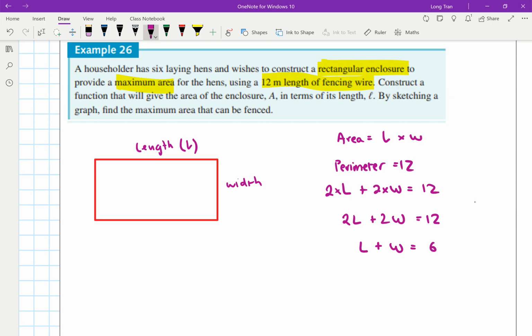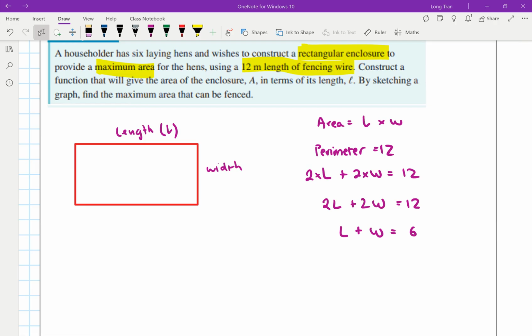And then maybe they want you to find L, didn't they? No, they wanted you to find area in terms of its length. That means you want to find this. Now I've got area, but it has length and width, and I don't want the W. That's what they mean when they say in terms of its length. We don't want that W.